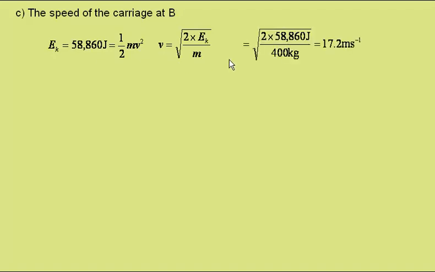In part C, we're asked to calculate the speed of the carriage at B. Well, we know that the kinetic energy is 58,860 joules, and this is equal to half times mass times speed squared. So we can rearrange this expression for speed as the square root of 2 times the kinetic energy over the mass. Putting in the numbers, we get a speed at B of 17.2 meters per second.